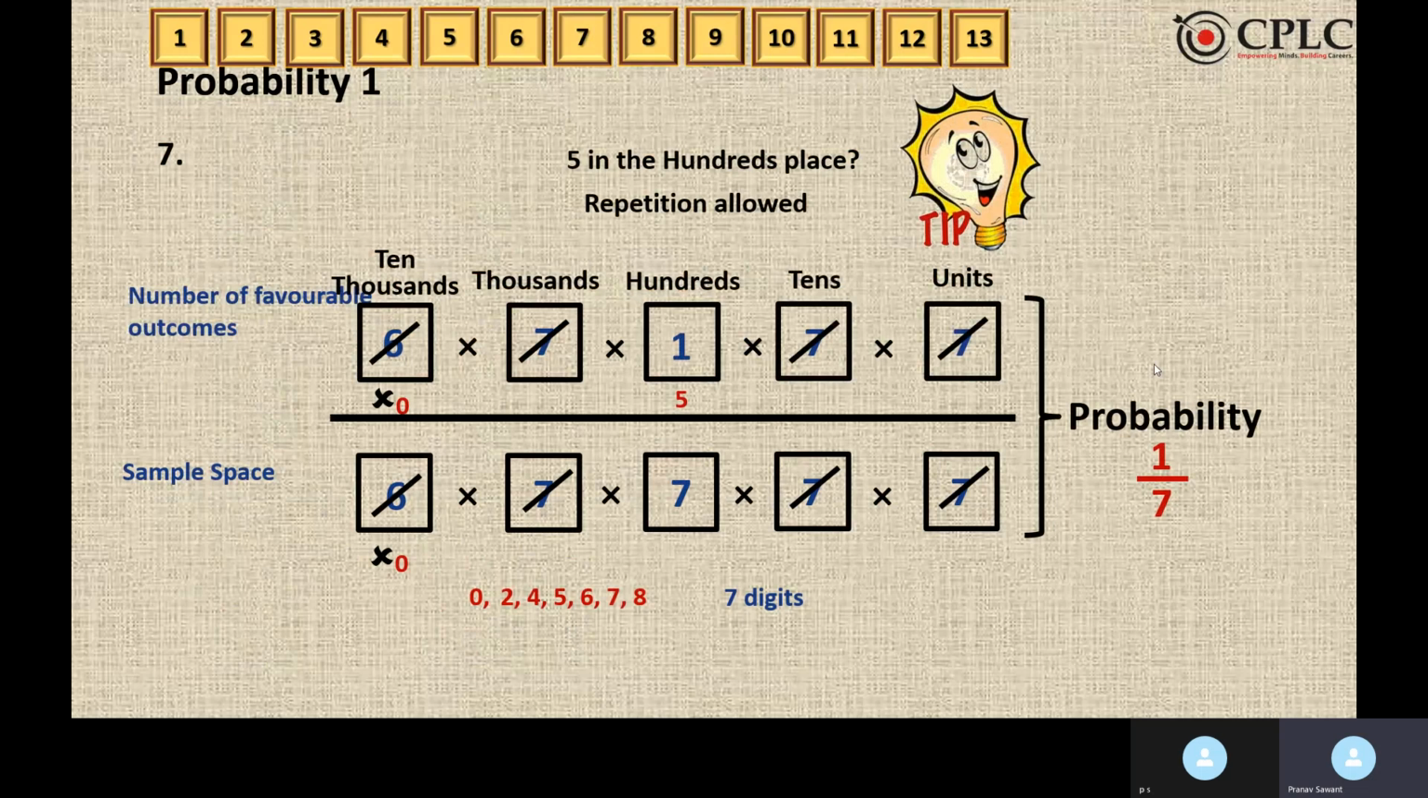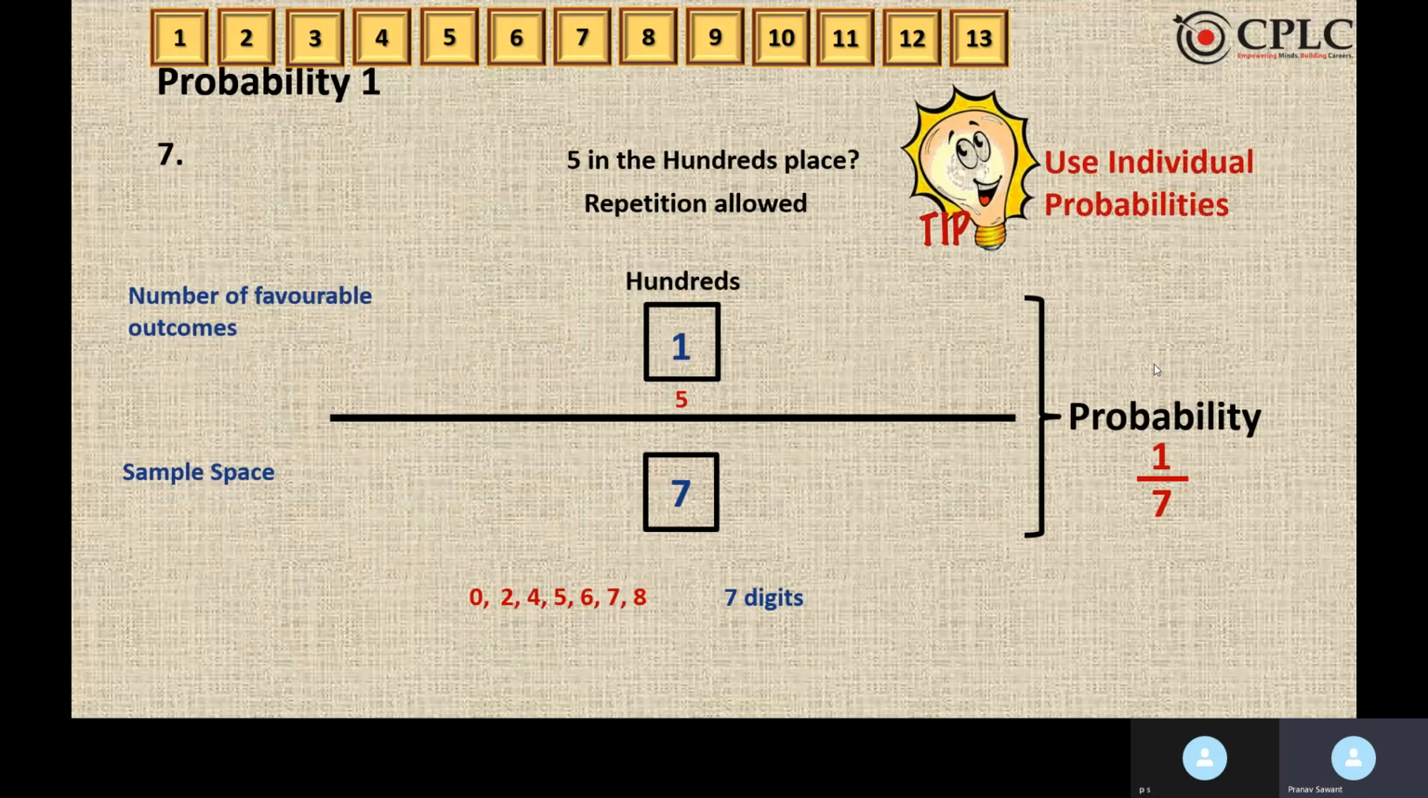Now we can also go with individual probabilities. For individual probabilities, we just use the hundreds part. At the hundreds place, only one possibility could come out of seven possibilities. So 1 upon 7 is the direct answer.